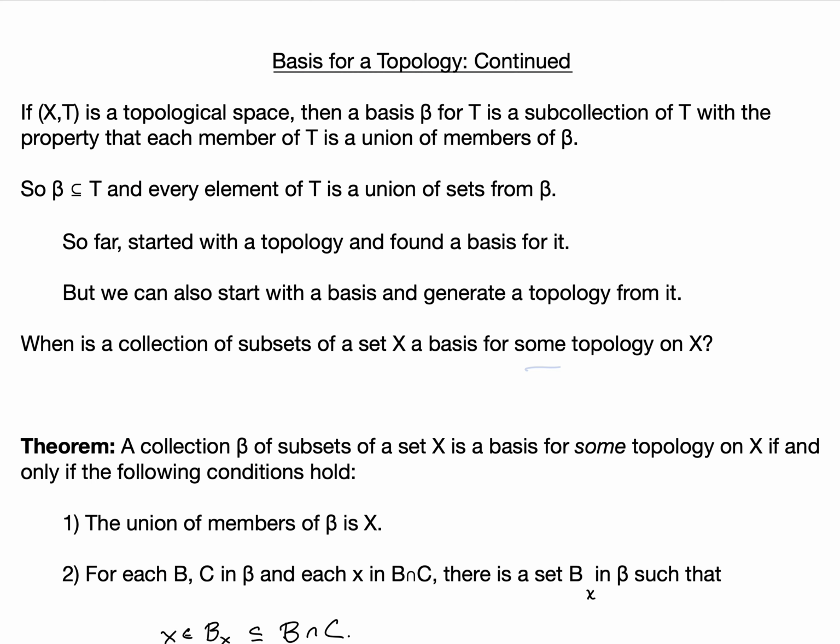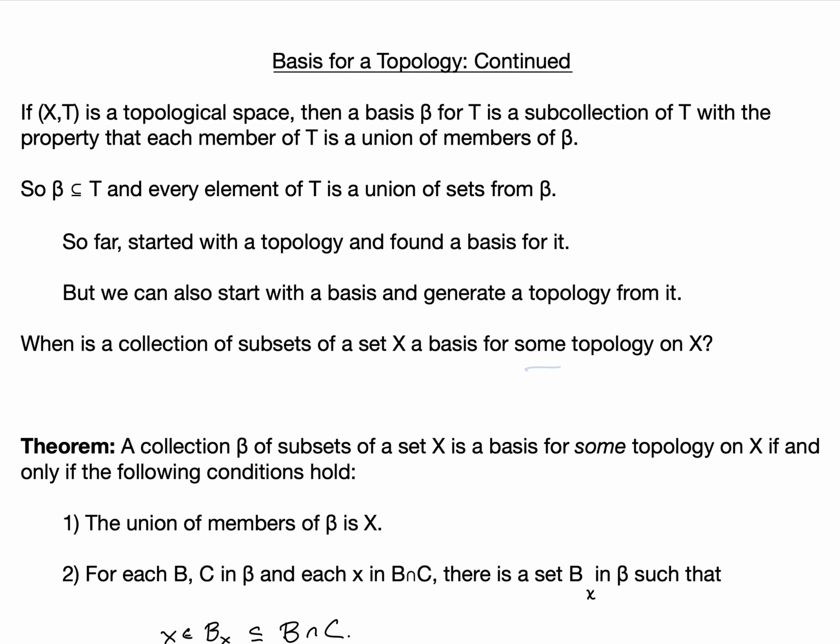In this video, we'll talk more about the basis for a topology. So recall that if (X, tau) is a topological space, then a basis, beta for tau, is a subcollection of tau with the property that each member of tau is a union of members of beta. That is, beta is a subcollection of tau, a subset of the collection of open sets in X, and every open set, every element of tau, is a union of sets from the basis, from beta.